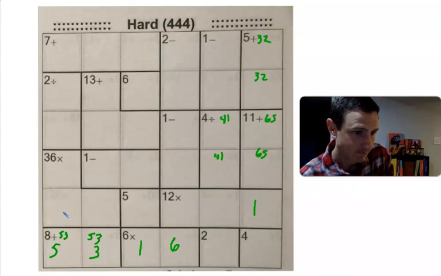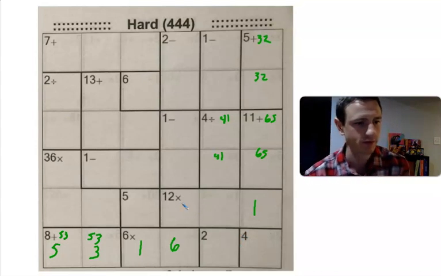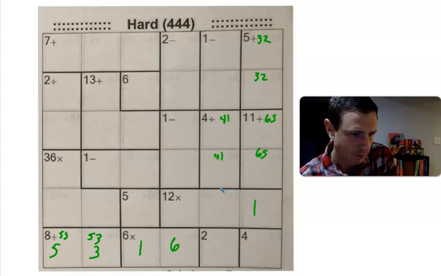And then we're kind of like, where do we go from here? Alright. I don't like this 12. I don't like this 36. I don't like this 12. Let me see if I can work this column a little bit more.